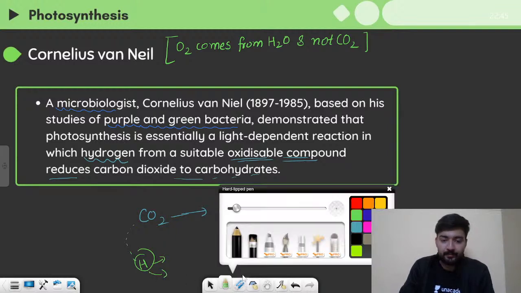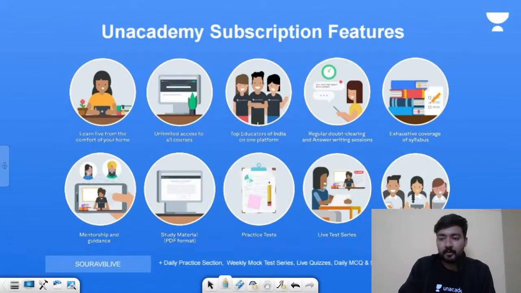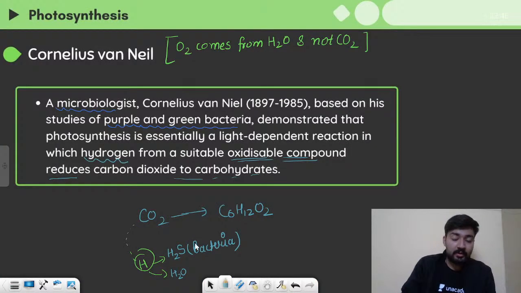In the bacteria which he was studying, the hydrogen donor was H2S, hydrogen sulfide, right? And in plants we know it is H2O. So in the bacteria which he was observing, the hydrogen donor was not H2O but H2S, right? Okay, so let me tell you, it was H2S.